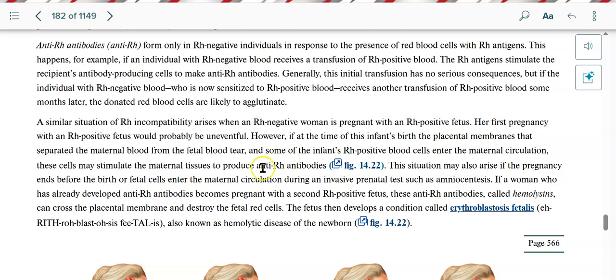It could also happen if the pregnancy ends before the birth, or fetal cells enter maternal circulation during an invasive procedure like an amniocentesis. So if a woman who's already developed anti-Rh antibodies becomes pregnant with a second Rh positive fetus, those antibodies are actually small enough to cross through the placental membrane and cause the baby's own blood cells to be glued together. The condition is called erythroblastosis fetalis, also known as hemolytic disease of the newborn.